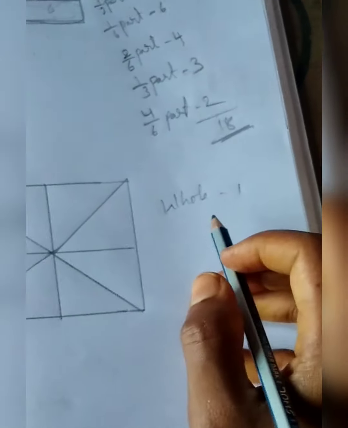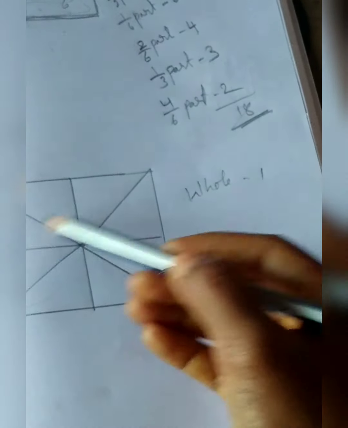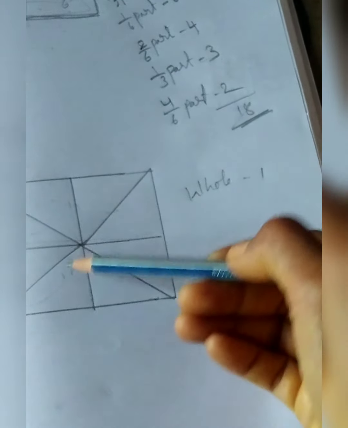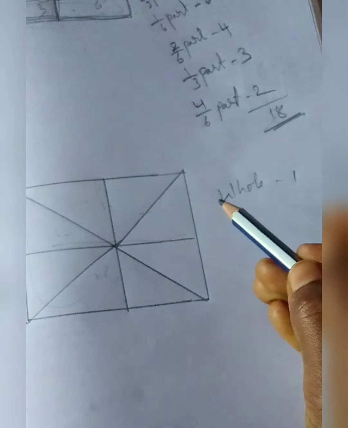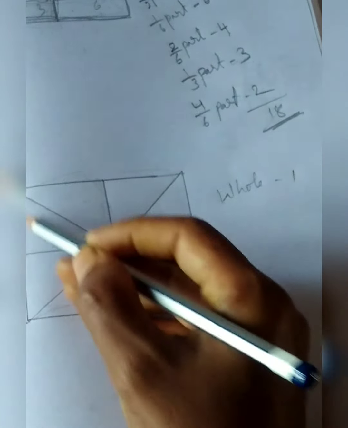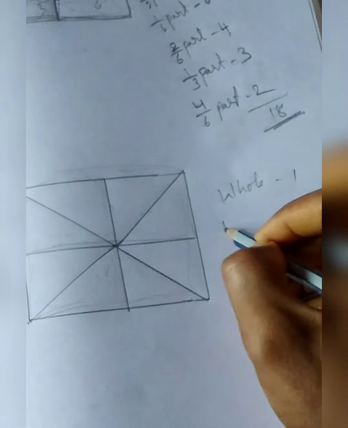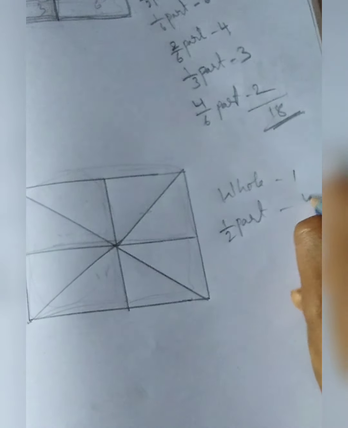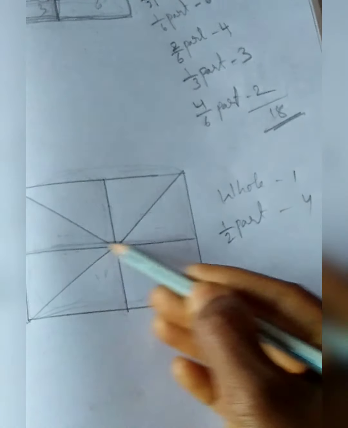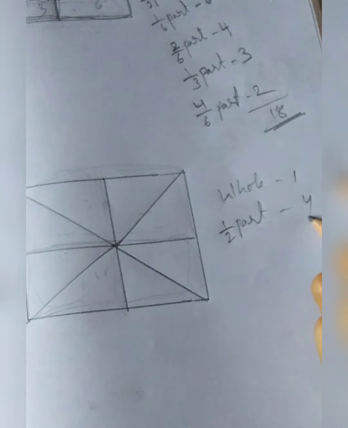The whole part is 1. And next, half parts. See, by drawing a vertical line you can make it into 2 halves. By drawing a horizontal line also you can make it into 2 halves, right? So how many rectangles do you have in it? We will count now. This is 1, and this is 2, and this is 3, and this is 4. So total how many half parts? 4. Yes. So like that you can say 4 rectangles.